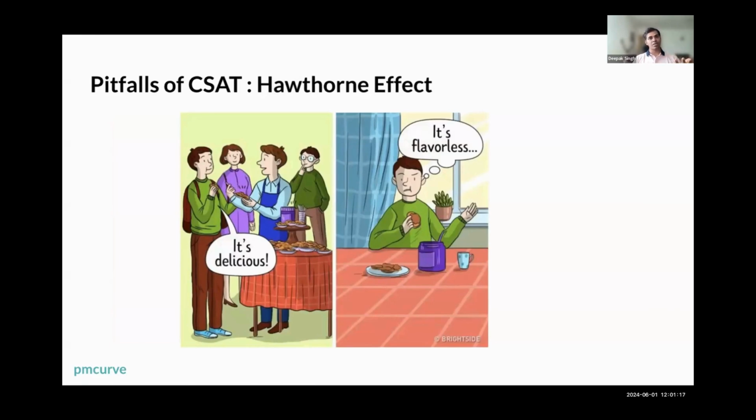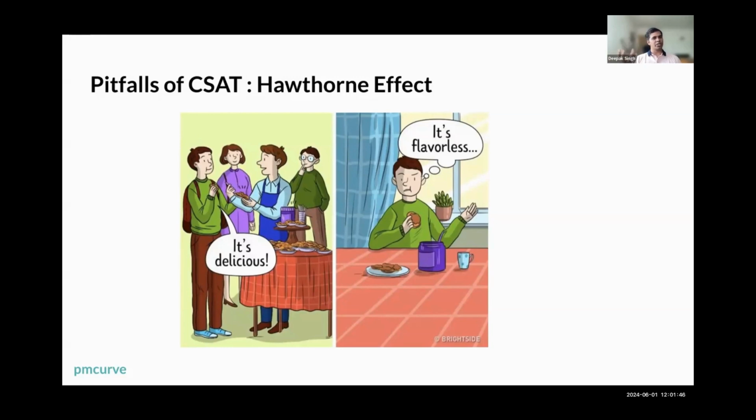Now, the third is the Hawthorne effect, which is why I don't use ratings or reviews as the PMF proxy for pmcurve. It's like when you are in a room full of people, or when I'm asking you to rate me over something, knowing that it actually matters to me, and I can come back and ask you some more questions, your response could be different from your actual response. And this is called the Hawthorne effect, right?